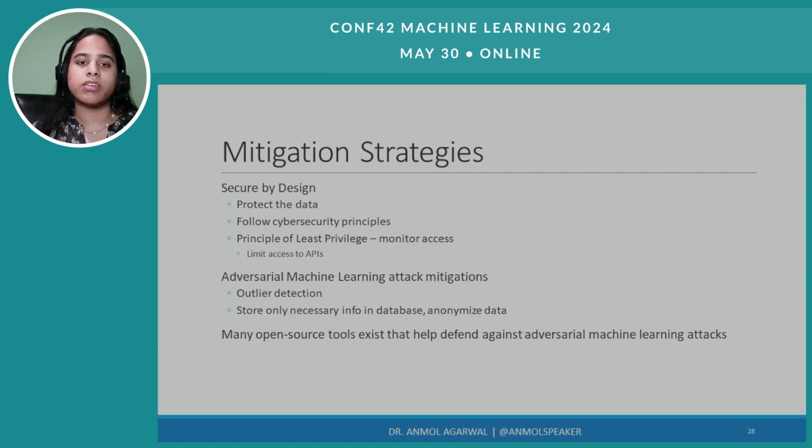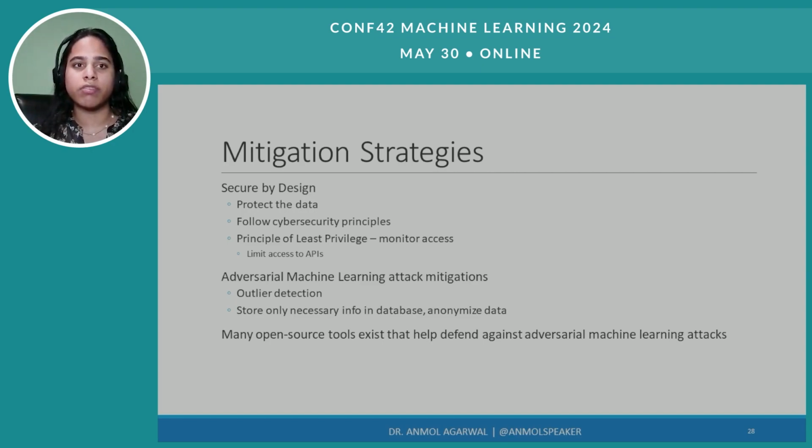But one idea is outlier detection. So basically for poisoning attacks, we could apply outlier detection and say that poisoned data points are considered to be outliers. And if they're outliers, then what we want to do is remove those outliers that exist. We also want to only store the necessary information in our database to avoid a property inference attack. Also, I recommend anonymizing your data if you can.